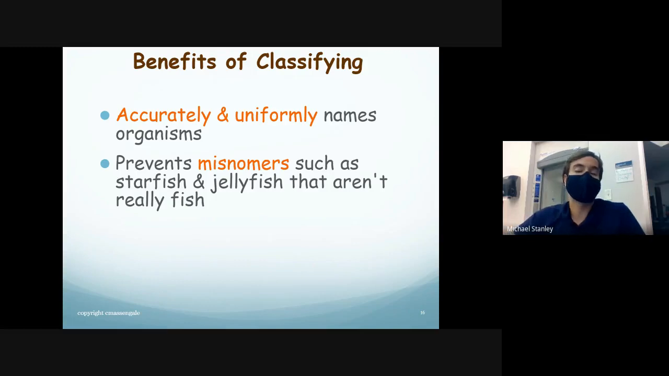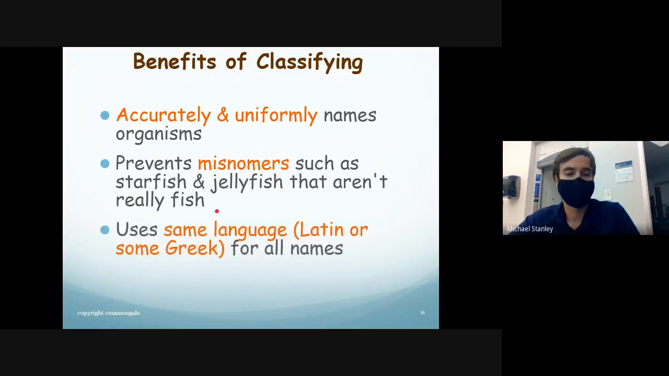Having these taxonomic, these scientific names, also prevents things called misnomers, like a starfish and a jellyfish that are not really fish. In English, we call them starfish and jellyfish, but they're not fish. They don't have scales. They don't have a backbone. They don't swim with fins and look out through eyes. They're in a different group entirely. So in science, they are given a name that is different from a name related to fish.